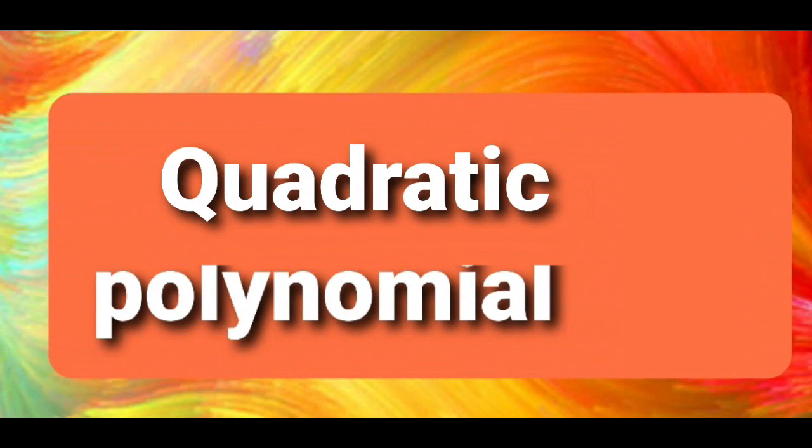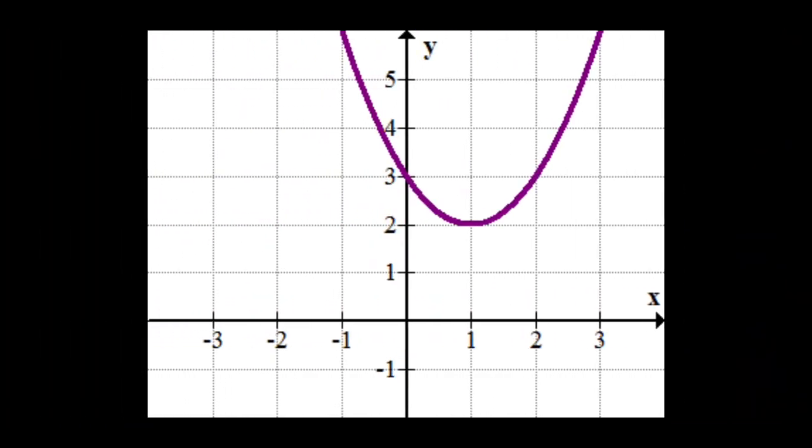Quadratic polynomial means its degree is 2. Degree 2 means a quadratic polynomial has a maximum of 2 zeros. Maximum, at most 2, means the same 3 cases: no zeros, 1 zero, 2 zeros. Same concept.